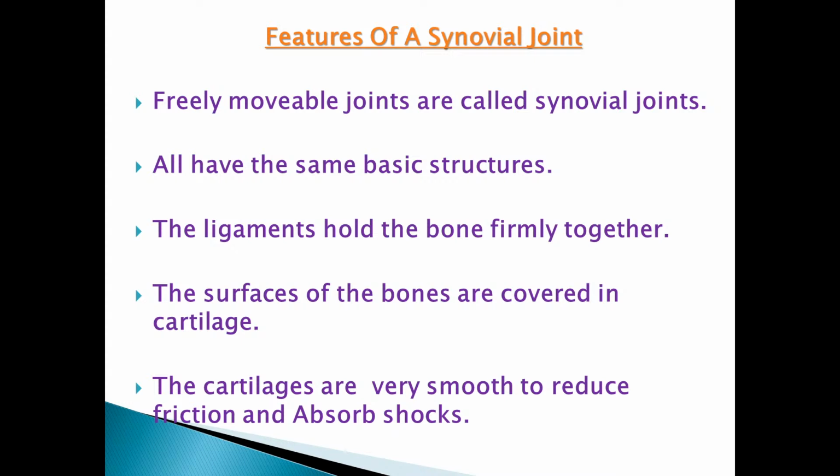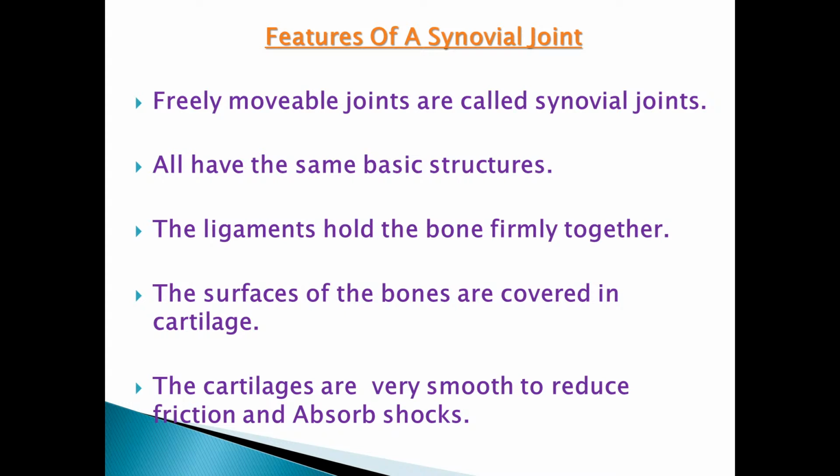All have the same basic structures. So every synovial joint, irrespective of where in the human body you can find it, in terms of the main components, the main things that make up one is what you will find in the others. So that's why they said that all have the same basic structures.